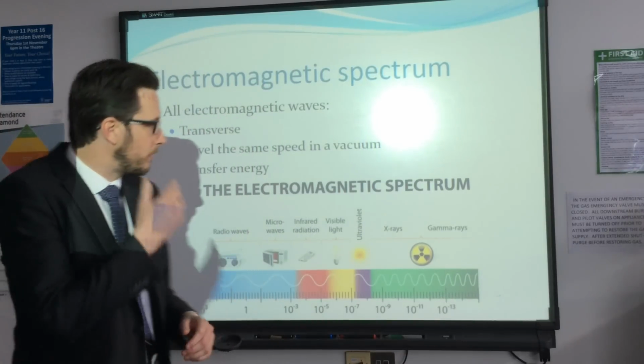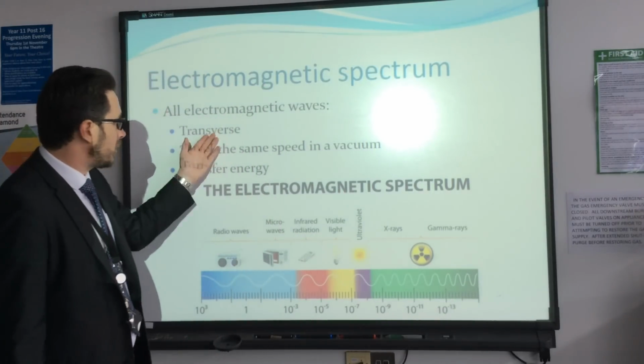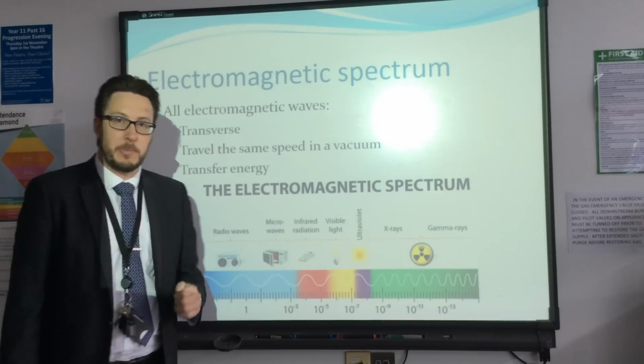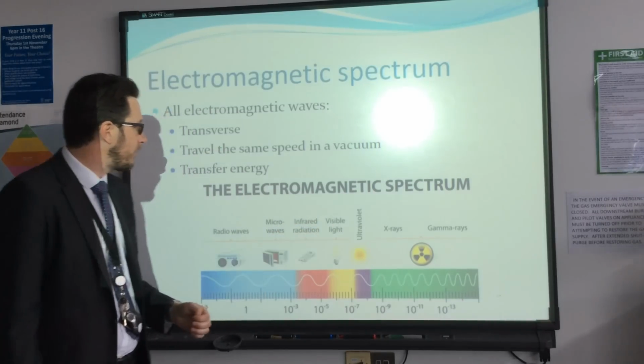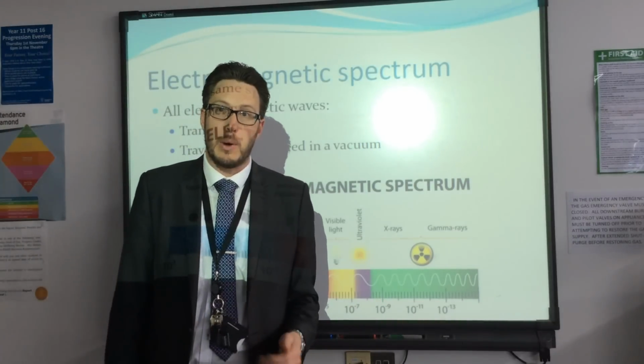Those are their main uses. All electromagnetic waves are transverse. They all travel the same speed in a vacuum, which is the speed of light, and they all transfer energy from one point to another.